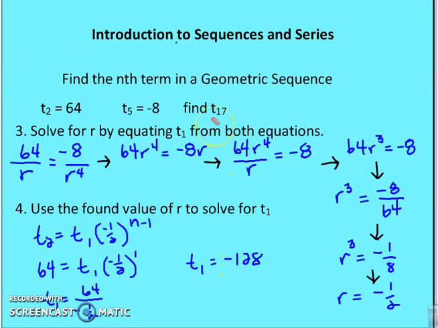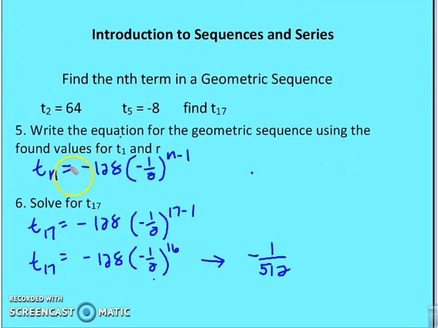Now we want to find t sub 17. We're going to rewrite our equation with the known values. T sub n is equal to negative 128 times negative 1/2 to the n minus 1. T sub 17 is equal to negative 128 times negative 1/2 to the 16th power, and that equals negative 1 over 512.